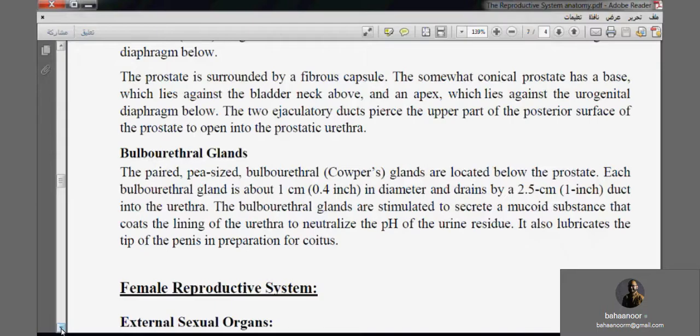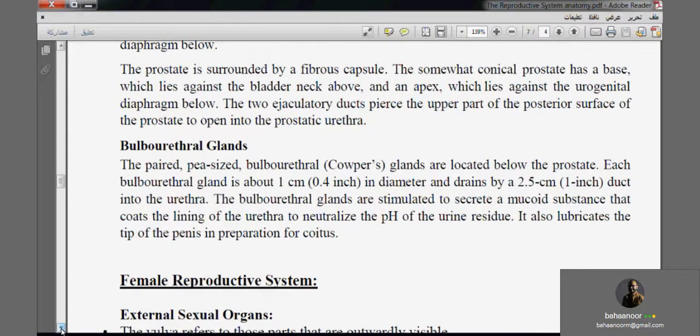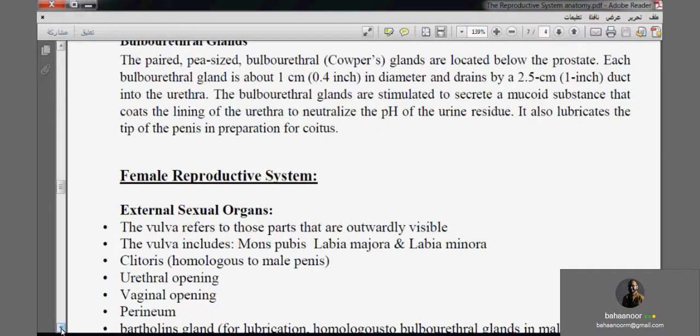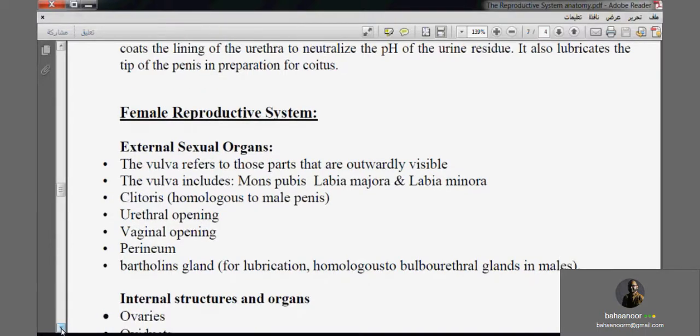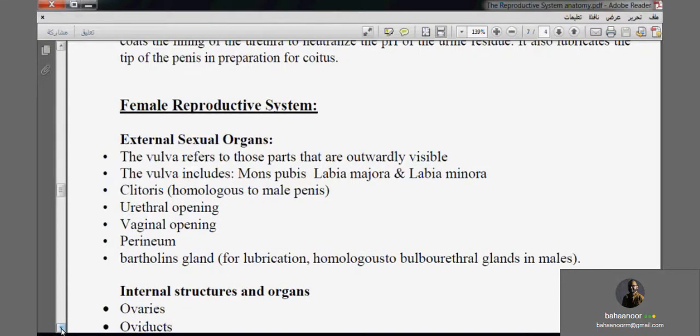This is what concerns the male reproductive system. The female reproductive system is divided into external sexual organs and internal structures and organs. The external sexual organs, the vulva, refer to those parts that are outwardly visible to the naked eye. The vulva includes the mons pubis, labia majora and labia minora.